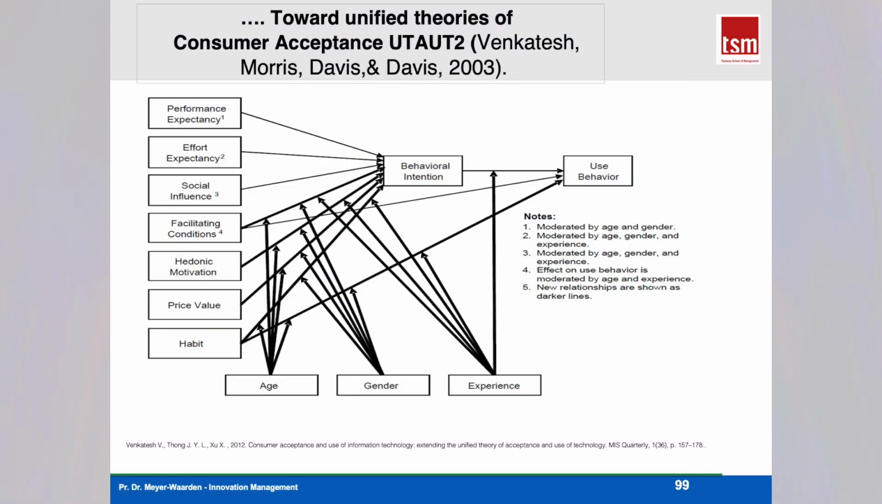So in the UTAUT2 model, you can see that next to the basic variables, that is performance expectancy, effort expectancy, social influence, and facilitating conditions, hedonic motivation, price value, and habit directly influence behavioral intention to use the innovation and subsequently technology use behavior. Again, age, gender, and user experience play an important role by moderating these links on behavioral intention.